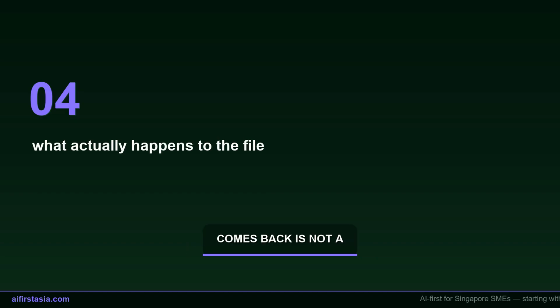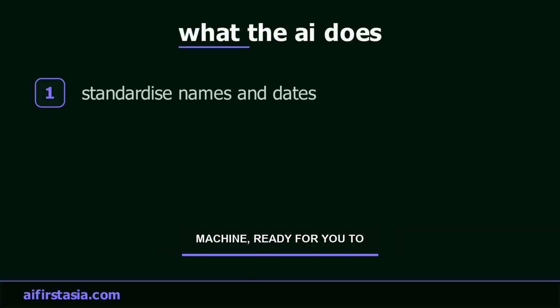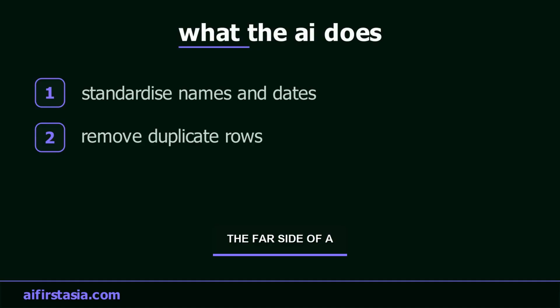What comes back is not a wall of chat text you then have to reassemble. It is actual finished work, a clean table and a written summary, sitting on your machine ready for you to check. That is the whole jump in one sentence. The AI stops being on the far side of a wall and comes into the room with your real file. What actually happens to the file?